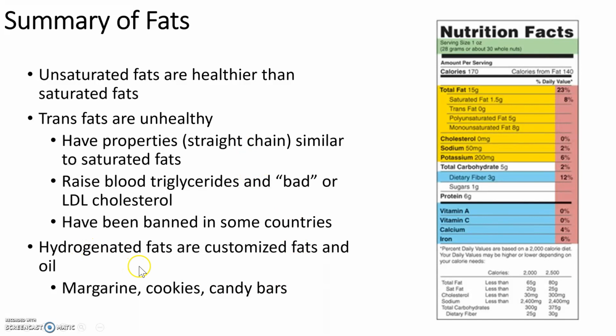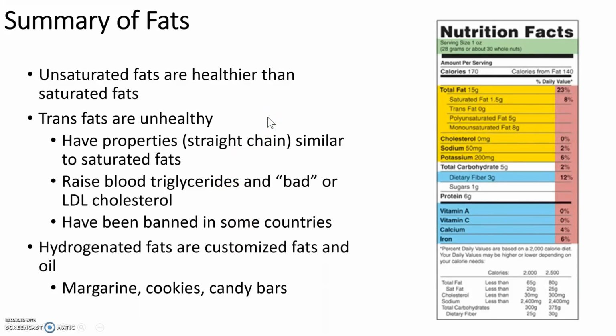Hydrogenated fats are customized fats in which we have modified molecules so that they exhibit the properties that we want. Margarine is an example of a hydrogenated fat. Oftentimes, a lot of the materials in cookies and candy bars contain these hydrogenated fats, which have been shown to be unhealthy.